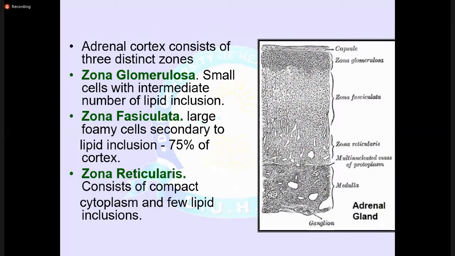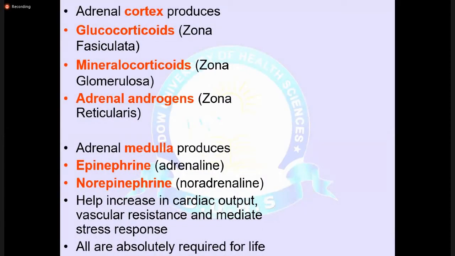Microscopically, the adrenal gland is divided into three zones. You have the zona glomerulosa, with small cells that have a large amount of lipids within the cells. The second layer, the middle layer, is the zona fasciculata, which is the largest contribution of the cells within the adrenals. The lowest layer is the zona reticularis, which again has some lipid inclusions within the cell. The fasciculata produces the glucocorticoids, the glomerulosa produces mineralocorticoids, and the reticularis produces androgens.